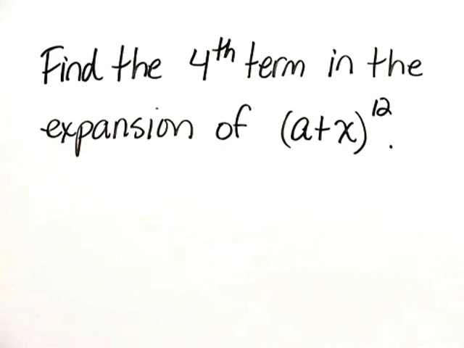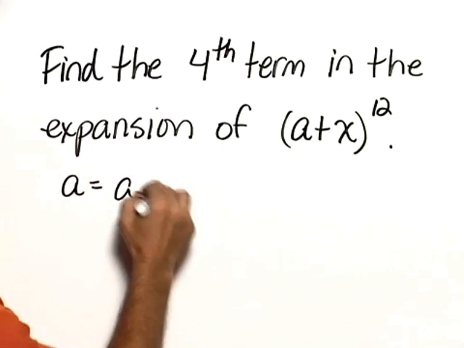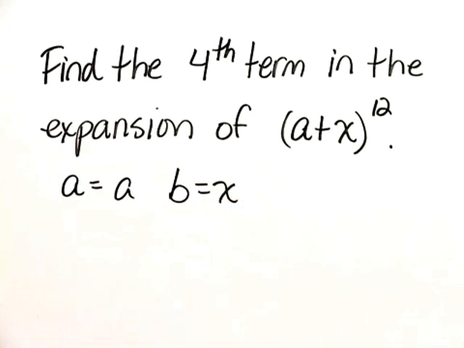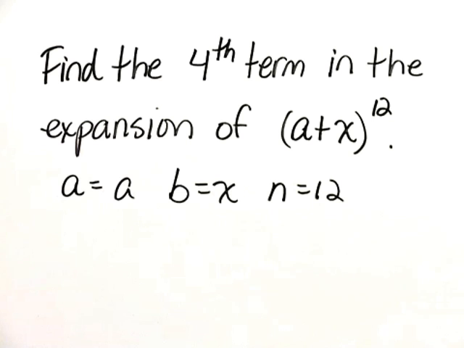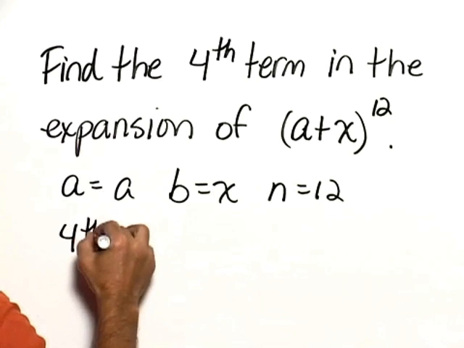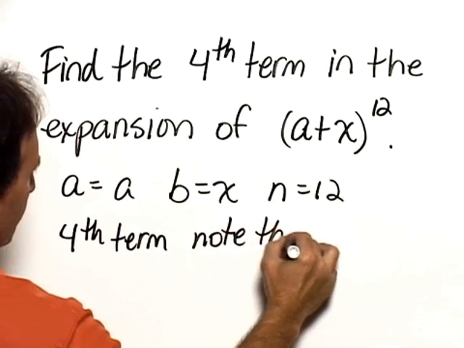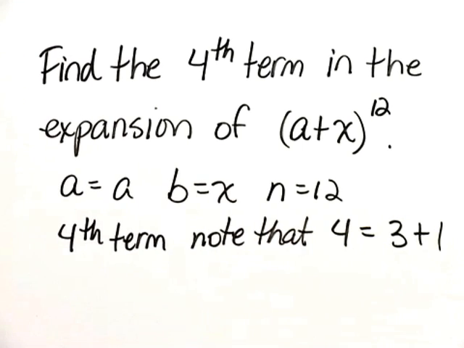Find the fourth term in the expansion of (a + x)^12. So first, in this case, a is equal to a, b is equal to x, and n is equal to 12. And now since we want the fourth term, note that 4 would be equal to 3 plus 1.